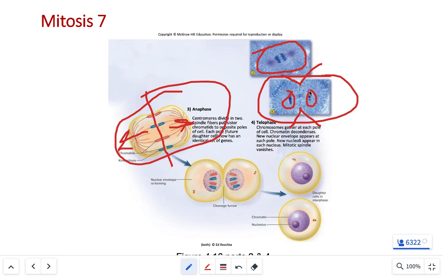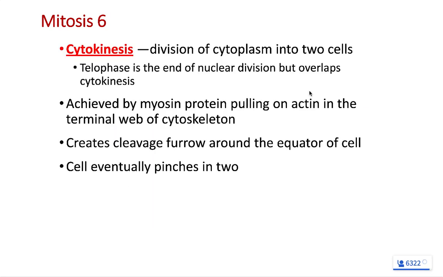Telophase is the formation of the two new nuclei during mitosis. Cytokinesis is the pinching off of the cell membrane. So cytokinesis is the final step where we pinch off the one daughter cell and make one parent cell and make two daughter cells. So as we look at cytokinesis, it's the division of the cytoplasm.